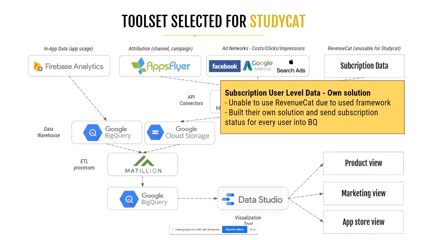Now for subscription data. In this case, unfortunately, we were not able to use anything like RevenueCat or the like because of the framework that the developers used. So it was not possible to integrate it at that point. So the client decided to build their own solution. And I guess the RevenueCat guys will be happy to hear that, but it was extremely painful, and it took, I think, 6 months, and it was still not polished.